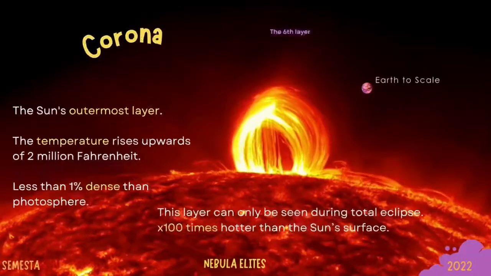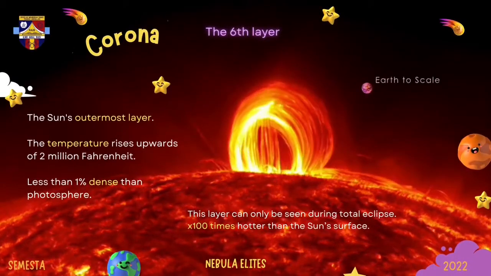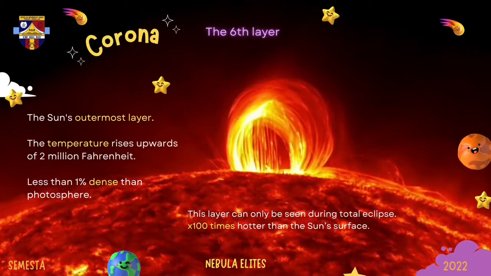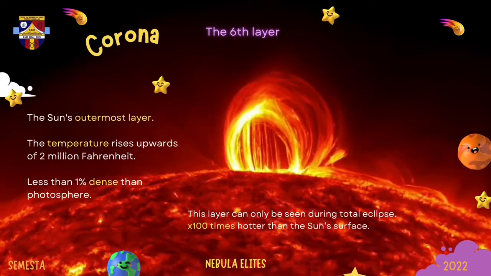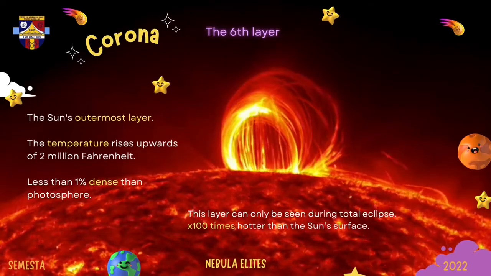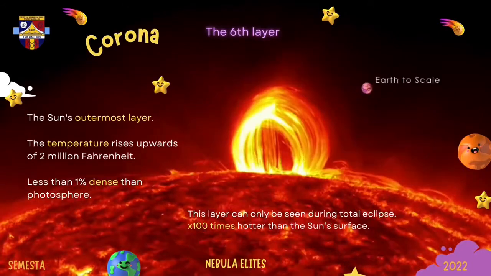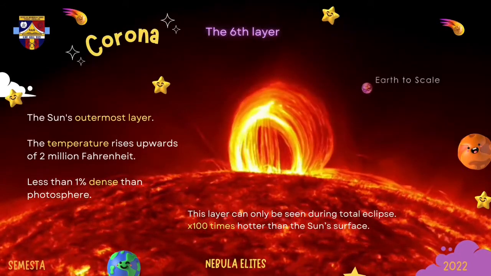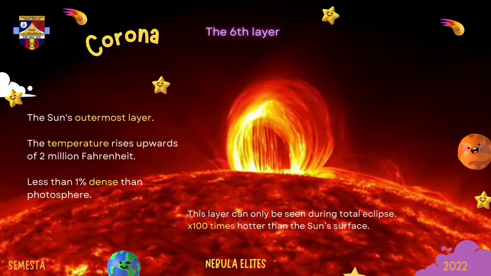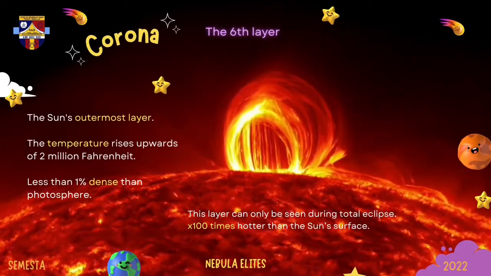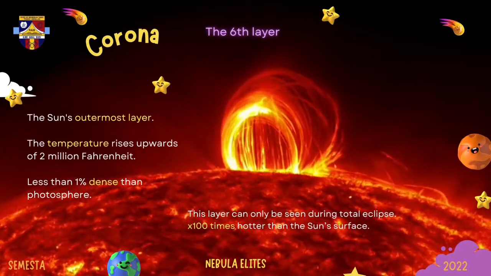The corona. The corona is the sun's outermost layer. The temperature is higher here and can rise upwards to 2 million Fahrenheit. This region is 1% less than the photosphere. However, this layer can only be seen during a total eclipse. It is hundreds of times hotter than the sun's surface.